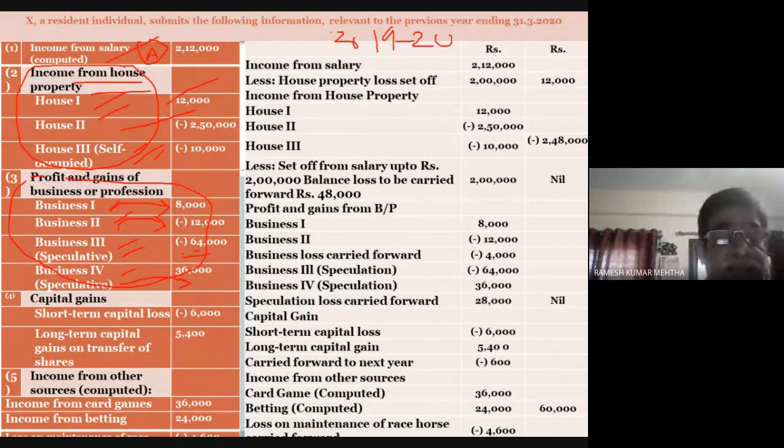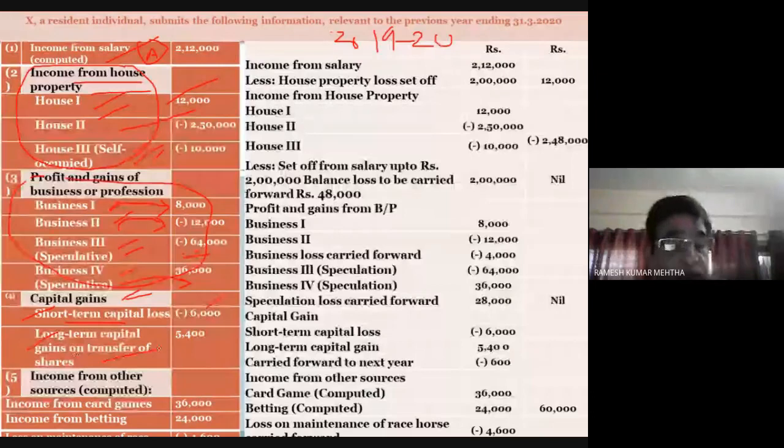Next one is capital gains. So this guy is also into capital gains, sale of capital assets. So he has sold some short-term capital asset and long-term capital asset. From the short-term capital asset, there is a loss of 6,000 rupees. From the long-term capital asset, there is a profit of 5,400. Next one. So this is the fourth source of income.